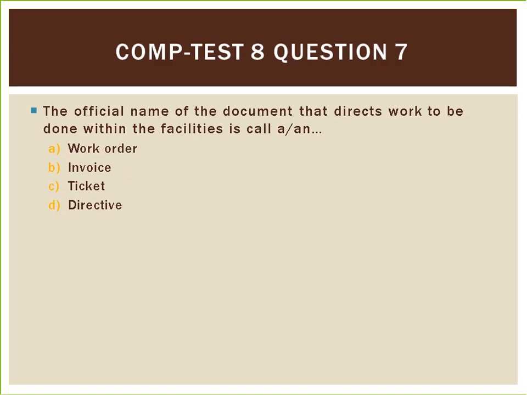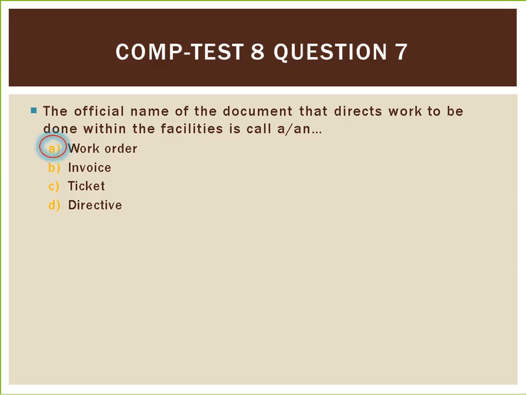Comptest 8, question number 7. The official name of the document that directs work to be done within the facilities is called A, work order, B, invoice, C, ticket, D, directive. Answer A is the correct answer because the work order is necessary to describe the scope of work, track workflow, document information, communicate between a requester and appropriate personnel, and finalize or close out projects.